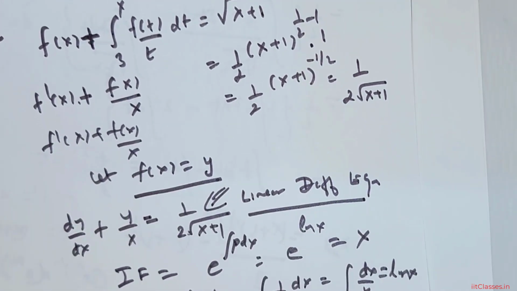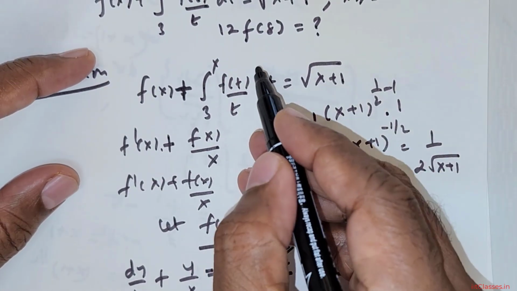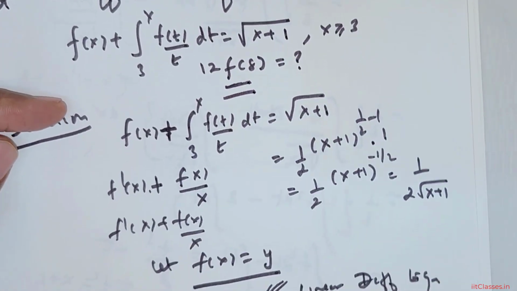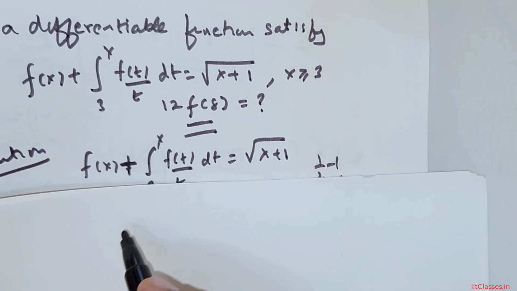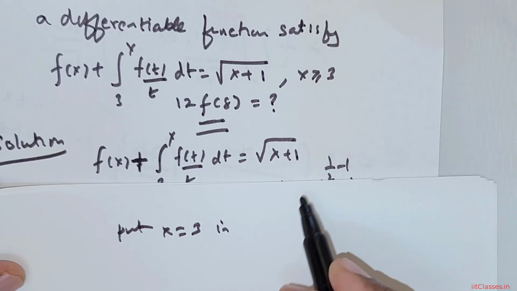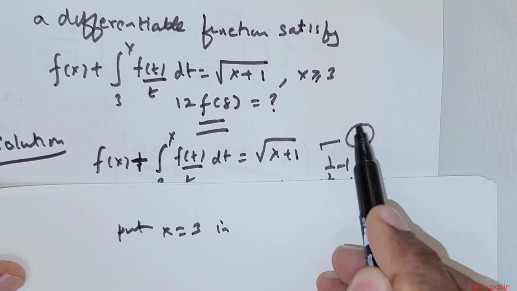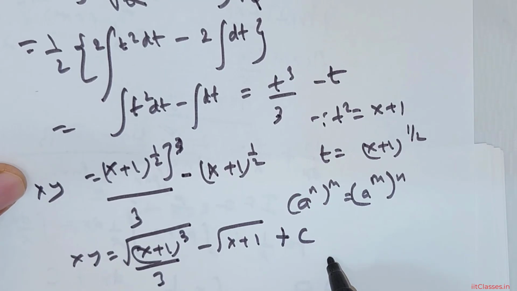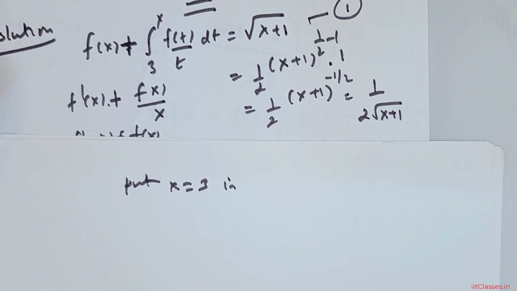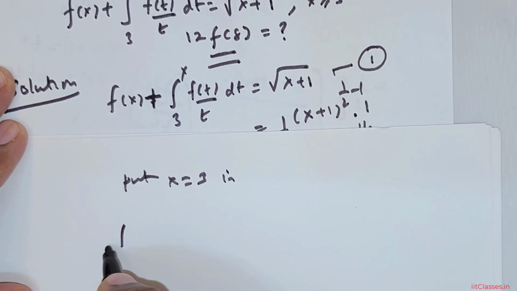Okay, because we are expected to find the functional value f of 8. You see here, that is required. Now what I'm going to do is put x is equal to 3 in. I'm going to take this as the original equation 1, and this is going to be my 2. So if I were to put x is equal to 3 in 1, what do I get?